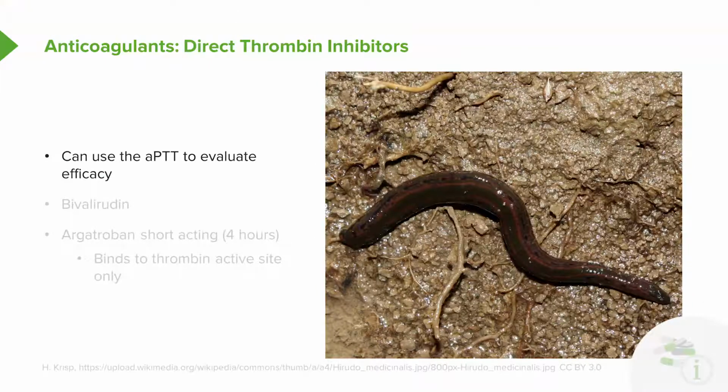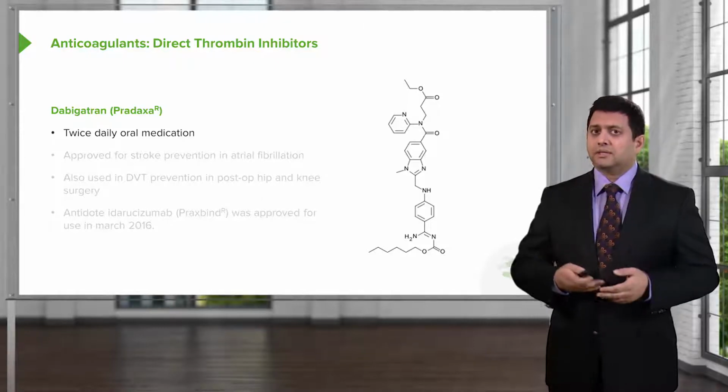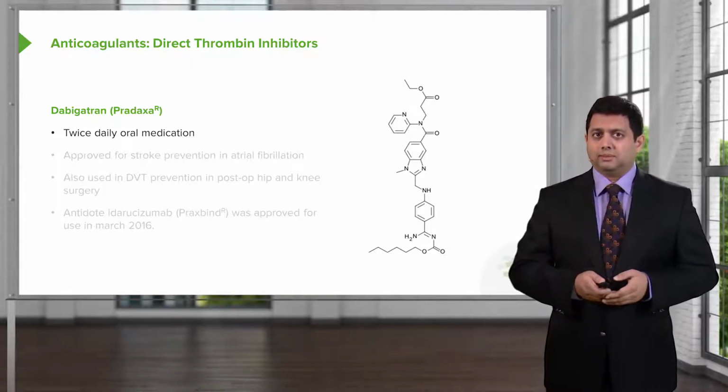We can use the APTT to monitor the effects of Hirudin. There's bivalirudin, there's a bunch of other drugs that are used in this drug class. There is a short-acting version of this drug that's used in the cath lab, and that particular agent binds to the thrombin only. We have a new drug class called the direct antithrombin inhibitors.